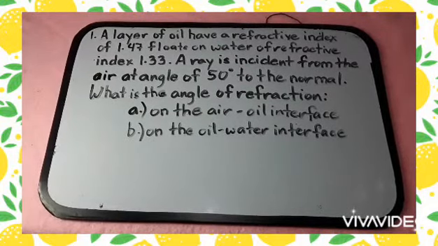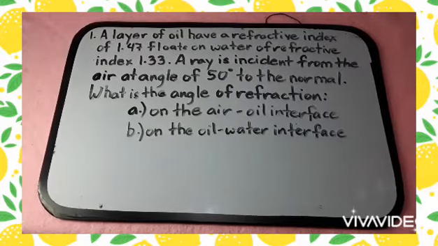So sample problem number 1. A layer of oil, with a refractive index of 1.47, floats on water of refractive index 1.33. A ray is incident from the air at an angle of 50 degrees to the normal. So what is the angle of refraction? Letter A, on the air-oil interface, and letter B, on the oil-water interface.